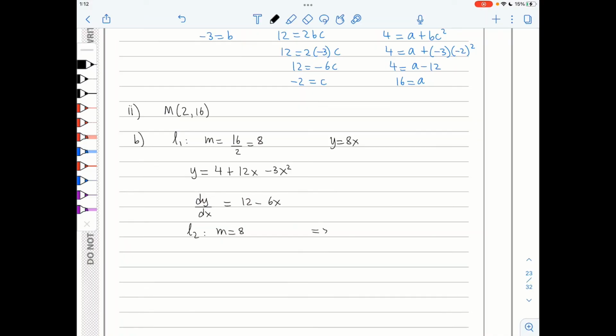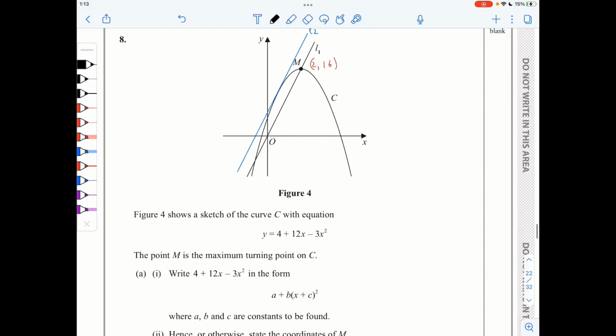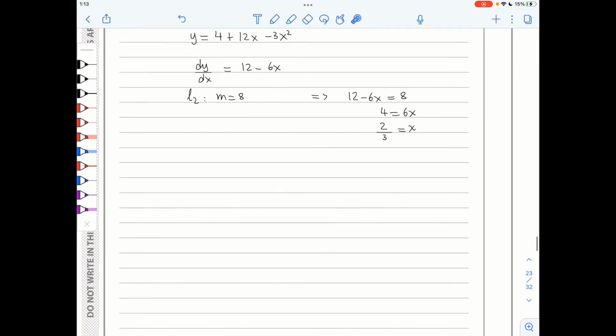And therefore this means that 12 minus 6x is equal to 8. So 4 is 6x, where we get 2 over 3 is x. This is the x value. So at the point that the line touches the curve here, x is 2 over 3. So I will substitute to get y. So to get the value of y, I will simply say that y is 4 plus 12 times 2 over 3 minus 3 times 2 over 3 squared, and this is 32 over 3.